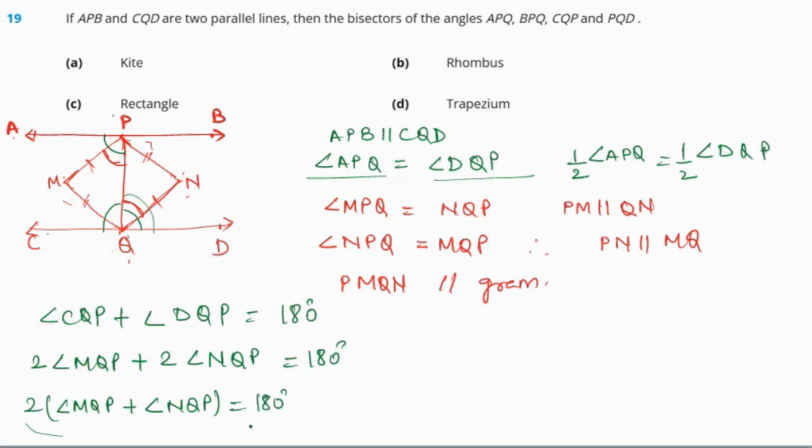So when we take this 2 over here, we will be getting the sum of angle MQP plus angle NQP is equal to 90 degrees. And since we are getting 90 degrees for the sum of this angle MQP and this angle NQP, the opposite angle needs to be equal in a parallelogram, correct? So this also will be 90 degrees. And the sum of the adjacent angles is what? 180 degrees. If this is 90 degrees, this needs to be 90, and if this is 90, this needs to be 90. So all the angles we are getting are 90 degrees. On the basis of that, we can say that this will be a rectangle.